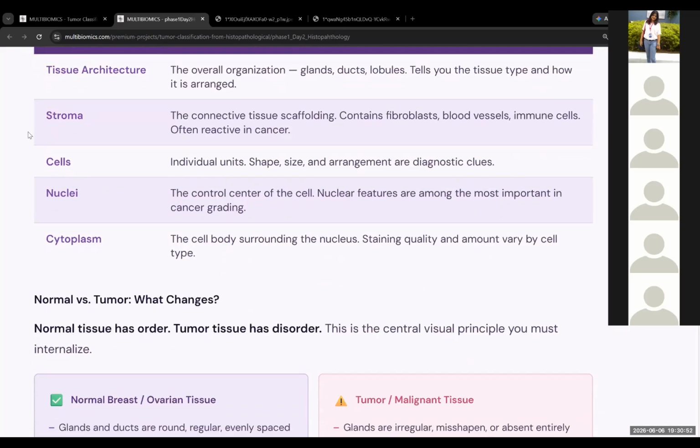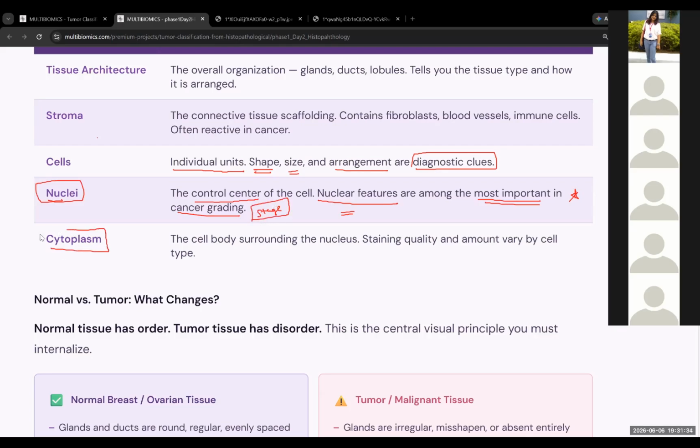And then after looking at stroma, you should also inspect individual units or cells: the shape of those cells, size, how they are arranged, and what diagnostic clues they are giving. Then you dive much deeper. You look at the nuclei. Nuclei are the control center of the cell. So nuclear features also you should see. What are the nuclear features? I'll tell you. It is one of the most important points to look at for cancer grading, which stage the cancer has progressed into.